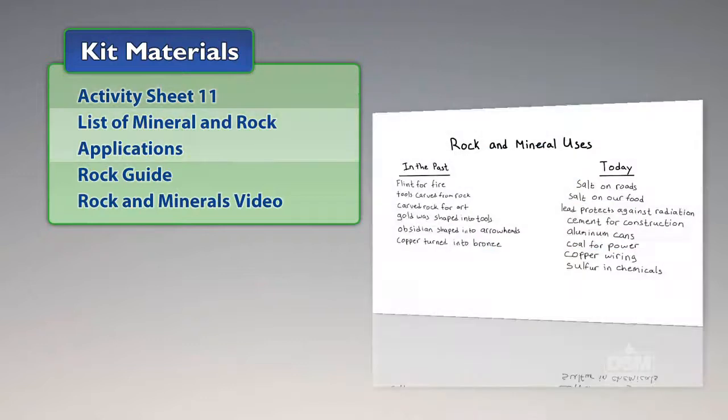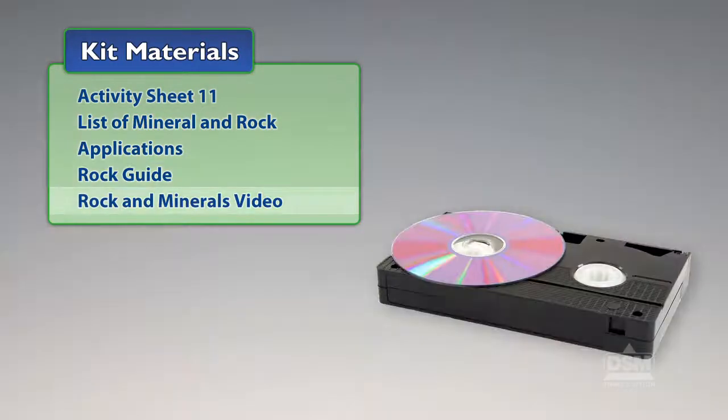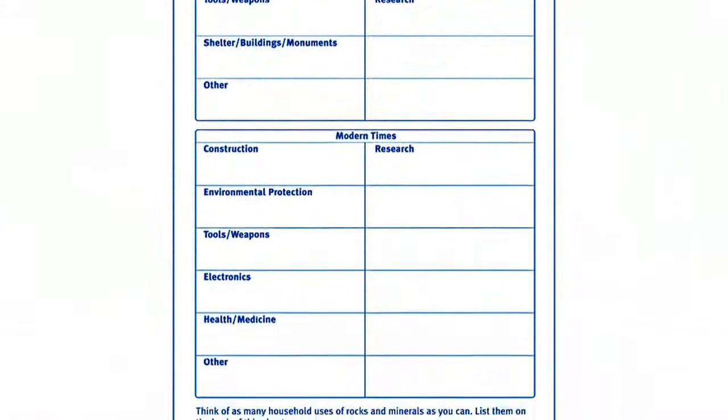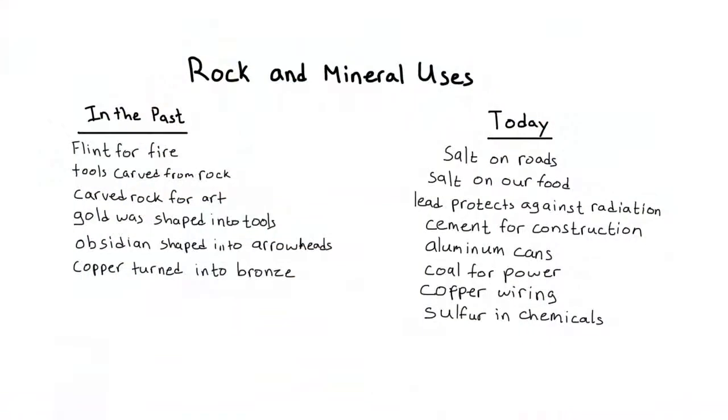You will need the following materials from the kit: Activity Sheet 11, List of Mineral and Rock Applications, Rock Guide, and the Rock and Minerals video. You will also need to provide a DVD and monitor. To prepare for Session 1, make a copy of Activity Sheet 11 for each student. Make sure to review the Rock Guide to familiarize yourself with the characteristics of different rocks and minerals.